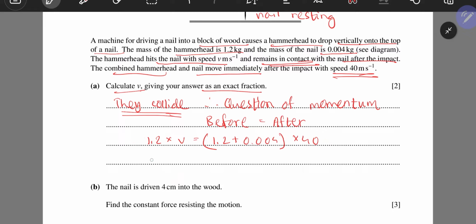Now I'll just solve for v, so I can just divide the right hand side by 1.2. So 1.200, I can simply write that as this. So this is equal to 1.204 times 40 divided by 1.2. They told us to write it as an exact fraction, so the answer is 602 by 15 meters per second. The units are not necessary.